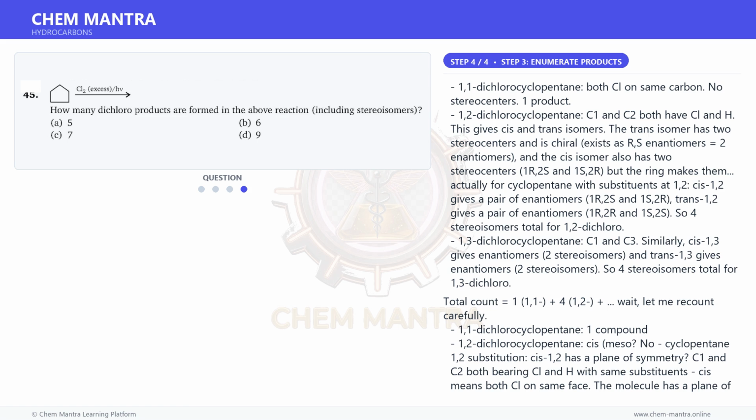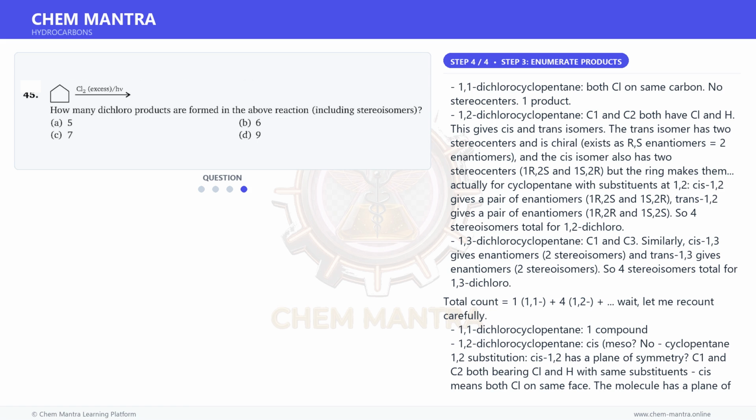1,1-dichlorocyclopentane, 1 compound. 1,2-dichlorocyclopentane, cis, meso. Cis 1,2 has a plane of symmetry. C1 and C2 both bear Cl and H with the same substituents; cis means both Cl on the same face. The molecule has a plane of symmetry perpendicular through the midpoint of the C1-C2 bond. Actually cis 1,2-dichlorocyclopentane is a meso compound, has an internal plane of symmetry, so 1 compound.